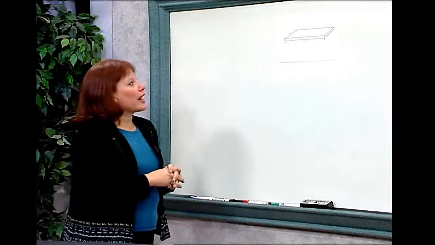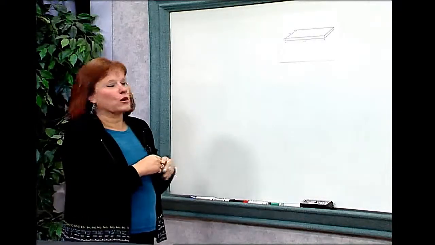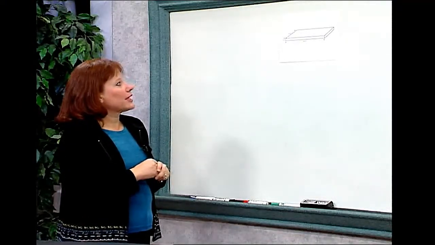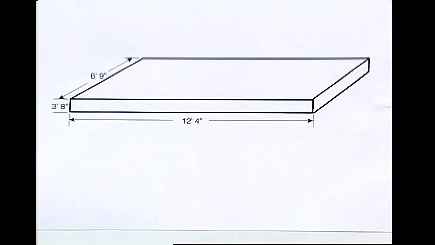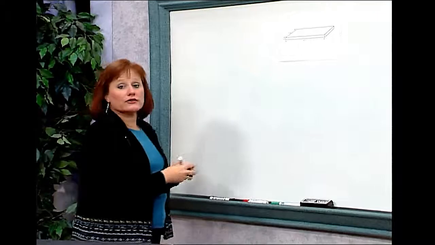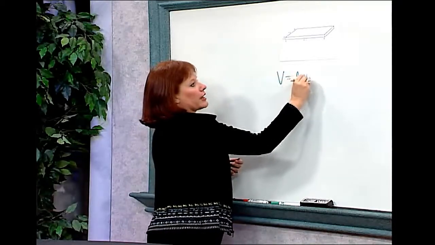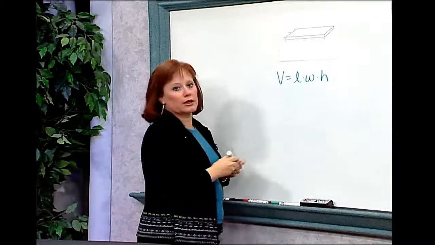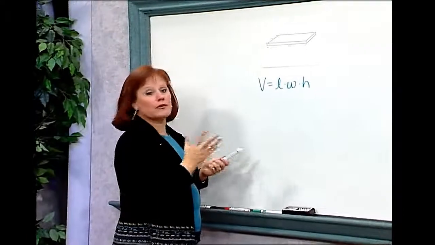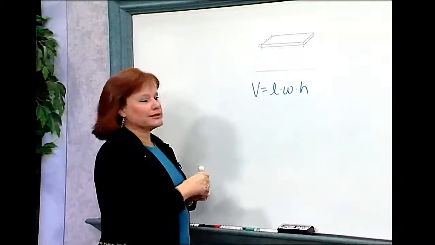We want to find out how much water this container would hold. If we look at the container, we see it's a rectangular prism or a box. We now know how to find the volume of this box. The volume is equal to length times width times height. So we're going to determine the volume of the box before we determine its capacity.